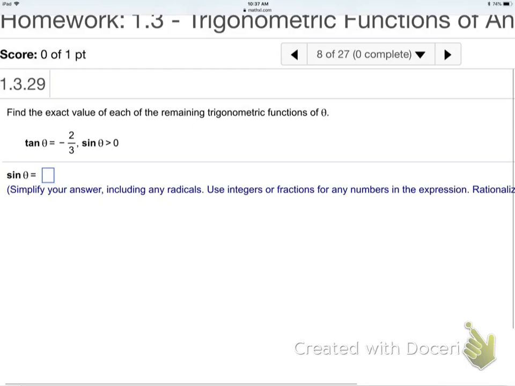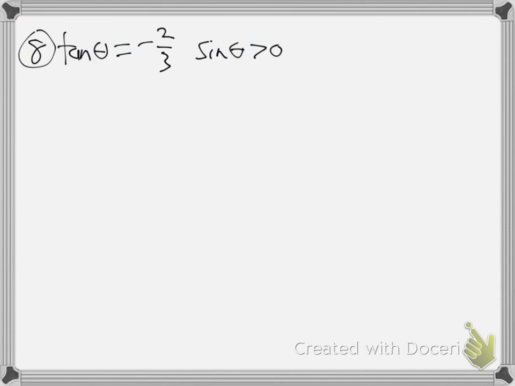Remember, tangent is negative 2/3, sine greater than 0. This is number 8. Okay, so there we go. Try that one. So first thing to do is draw yourself an axis system. They're being a little more subtle on this one. They're not telling me which quadrant I'm in. That's the first thing you need to figure out. Use the all students take calculus and figure out which quadrant you're in.